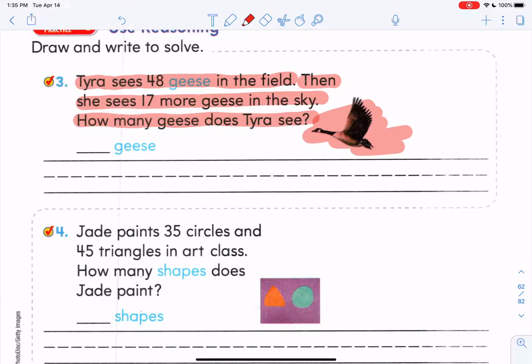Same thing. Circle your important numbers. Think if you're going to add or subtract. Hint, you're probably going to add. Make your number sentence. Draw your tens and ones. Make a 10. Get your answer.